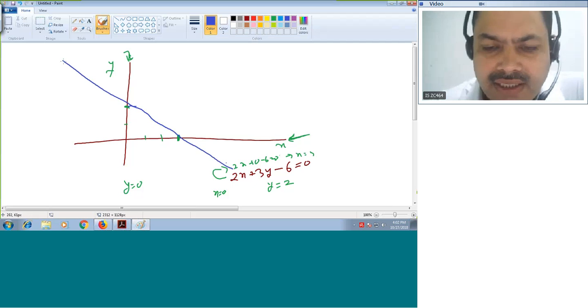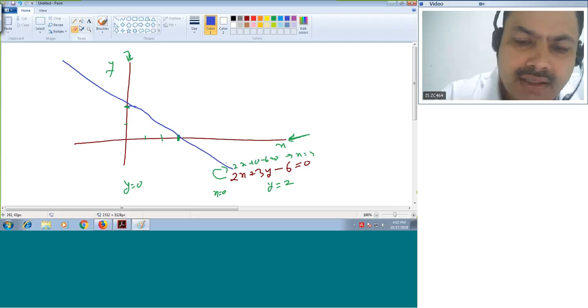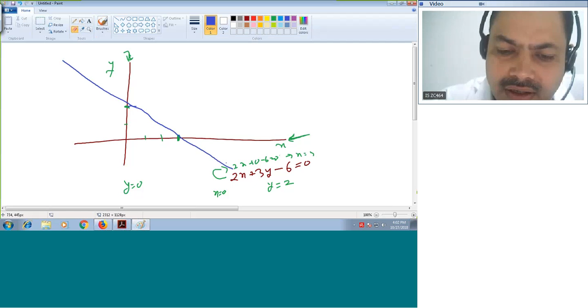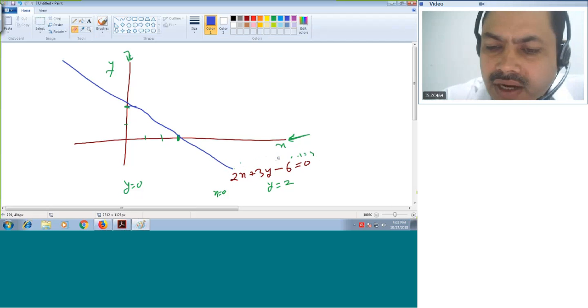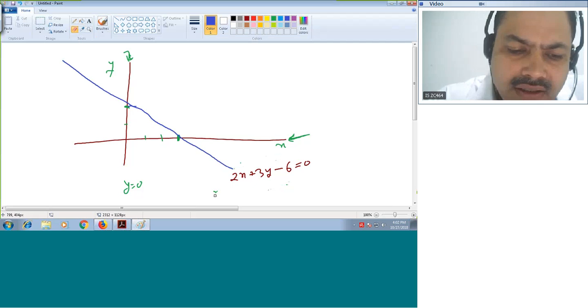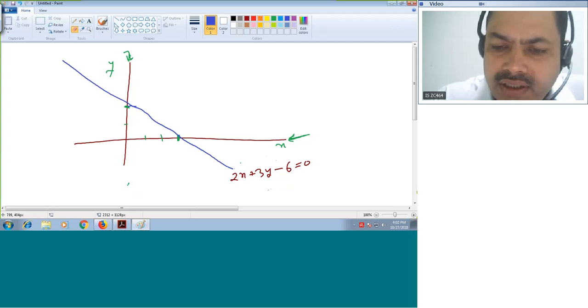If I say that I am going to draw a particular line, and the line is 2x plus 3y minus 6, you can draw the line like this. This is the line that I am going to talk about. All right, I am going to rub all these things so that it becomes neat and clean.